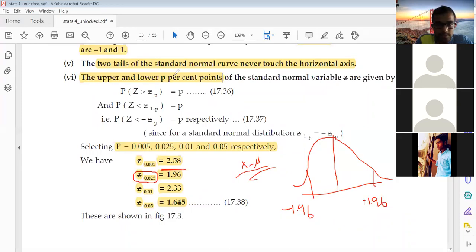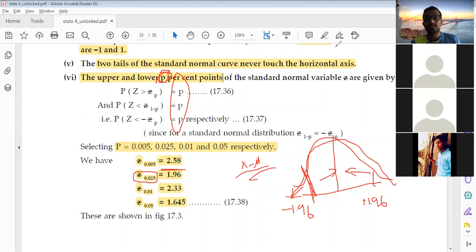So these are nothing but the upper and lower probability percentage points. That is, when you select a particular data, we assign certain points of probability that your data might lie outside or inside this variable. So these p points, probability points, are like boundaries for the area.